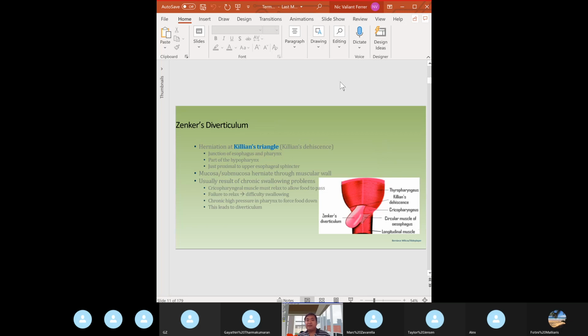Next, Zenker's diverticulum. So this is a herniation at what? Killian's triangle. Of course, in the vignette, they're not going to say Killian's triangle. They're going to say junction of esophagus and the pharynx, or part of the hypopharynx, or proximal to upper esophageal sphincter. You know they're going to be tricky. They're not going to say Killian's triangle. So what is this? Is this a true diverticulum? Yes or no?